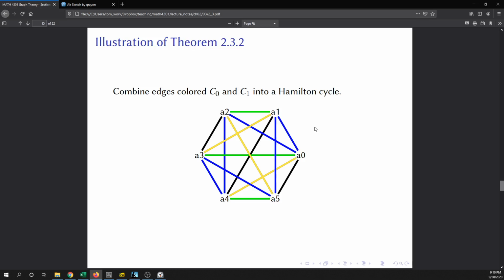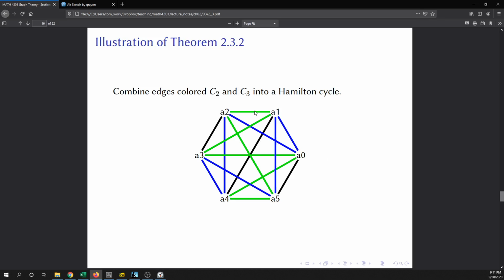Then I'm going to pick two more colors and merge them together exactly the way I did before. Next, I picked the green and the yellow edges, and I'm going to change all the yellows to green. That's going to give me another Hamilton cycle. Checking the green one, if I start at A0, I go to A3, A1, A2, A5, A4, back to A0. So we have a cycle, and it's a Hamilton cycle. And we can't really do any more of that.